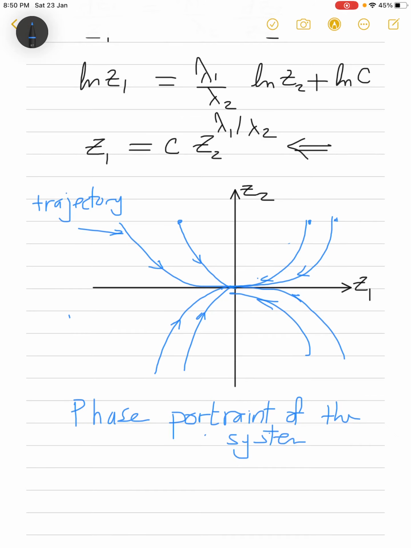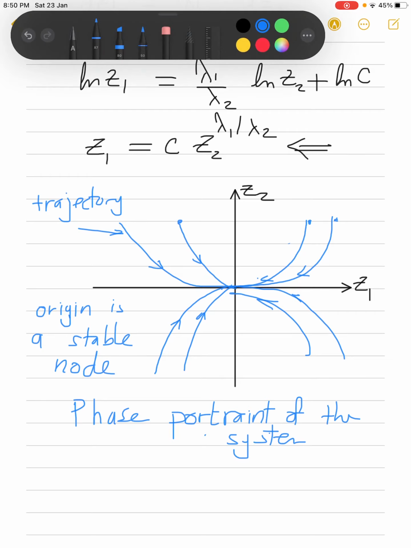Now, since all trajectories converge to zero, and zero is the equilibrium point for this linear system, we call the origin, or the zero, a stable node. So here the origin is a stable node.